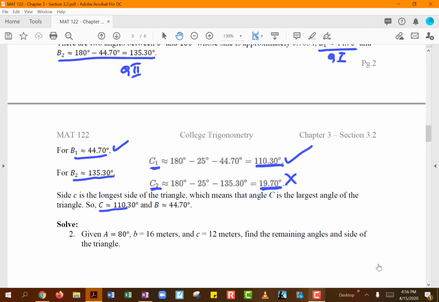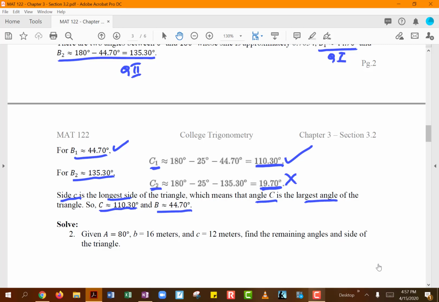So angle C will then come out to be 110.30 degrees. Angle B comes out to be 44.70 degrees, and you can kind of see we're talking about that here. Side C is the longest side, so angle C has to be the largest angle.